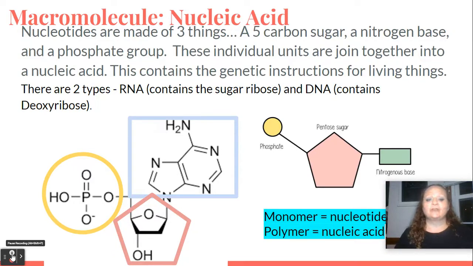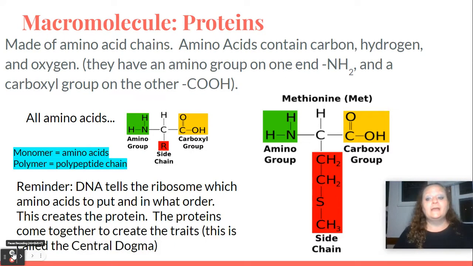These are the genetic instructions for living things. Two types: RNA, which has the sugar ribose, and DNA, which has the sugar deoxyribose. Hopefully, this is a good introduction to nucleic acid. We're actually going to cover this a lot more in depth when we talk about protein synthesis. But here is just your introduction to nucleic acids. And here we are at the last macromolecule, our proteins.